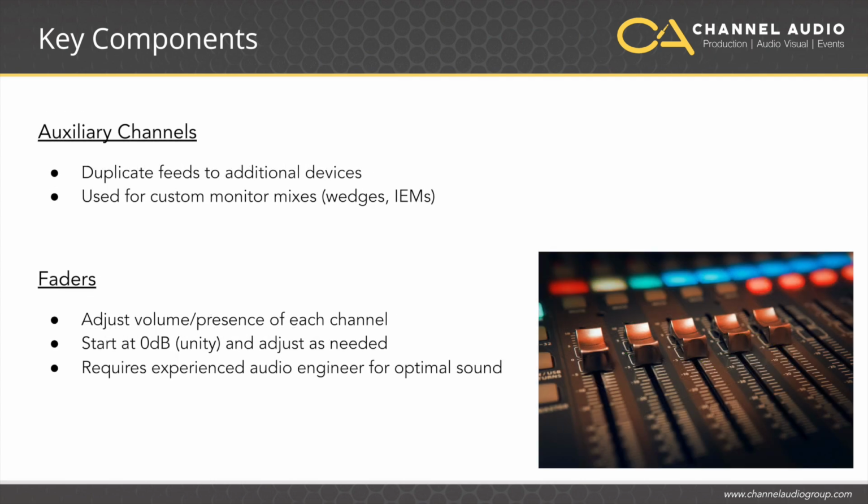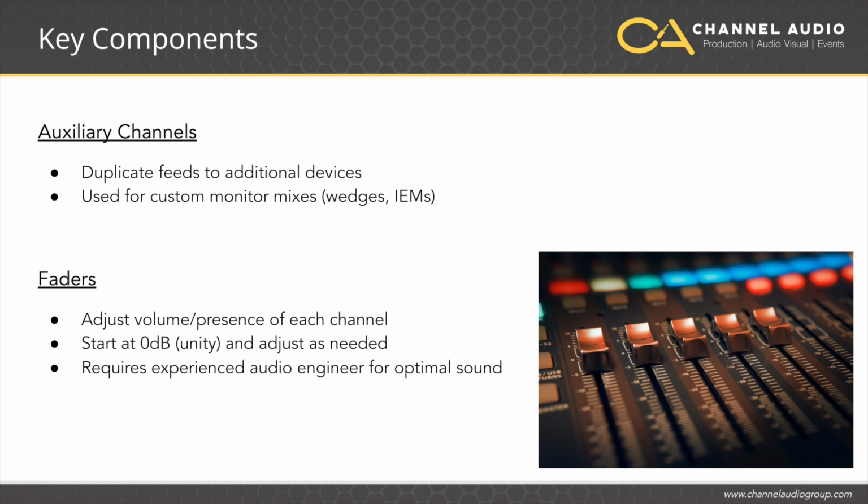Another key component is the auxiliary channels, commonly referred to as aux channels for short. These enable you to send a duplicate feed of a channel input signal to additional devices. The aux channels output the duplicate feeds via a jack on the top or back of the soundboard. The most common use of these is during performances. A band member may want to hear the audio back with certain elements adjusted to their preferences through their own dedicated monitor wedge or IEM, in-ear monitors.